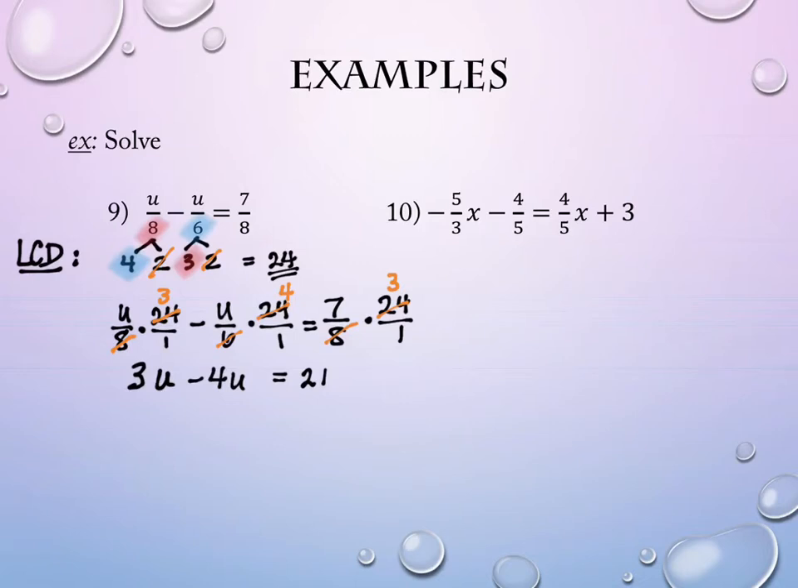3u minus 4u is what? Negative 1u or negative u equals 21. And then what? Multiply by negative 1, divide by negative 1, change your signs, whatever language you want to use. You got negative 1. So the u value is negative 21.